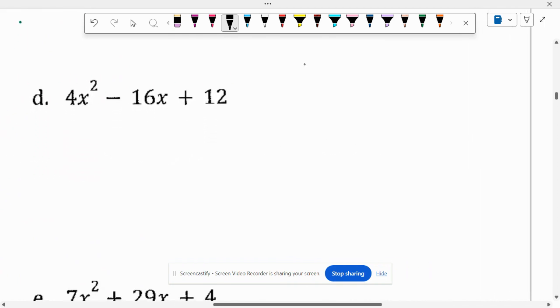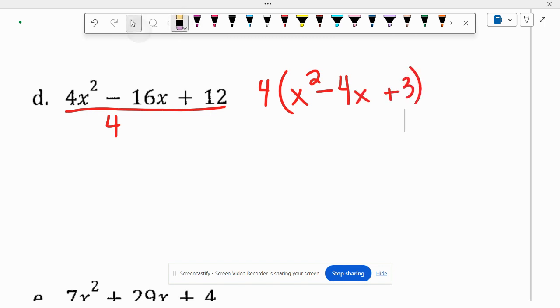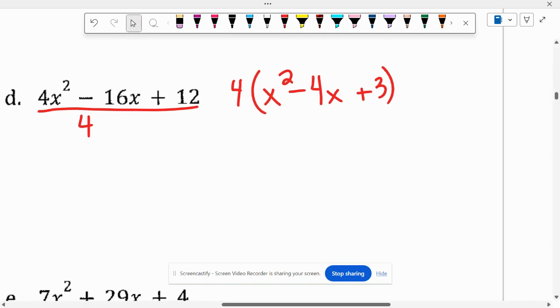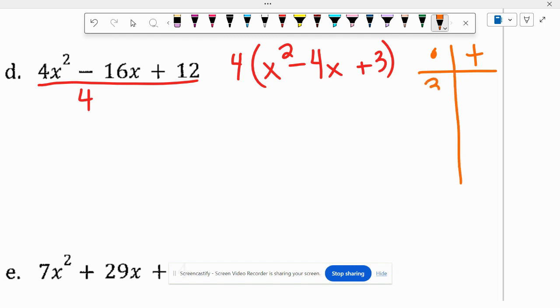Example D. Is there a GCF? What is it? Yeah, I can take a 4 out first. I'm going to do that. I'm going to take a 4 out and rewrite this as x squared minus 4x plus 3. So when I think of my times plus chart, my product and my sum, what two things am I going to multiply together as a product? Well, 1 times 3 is 3. So I'm looking for a product of 3 that adds up to negative 4.